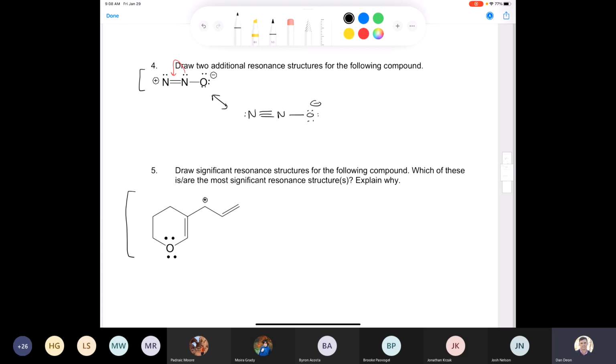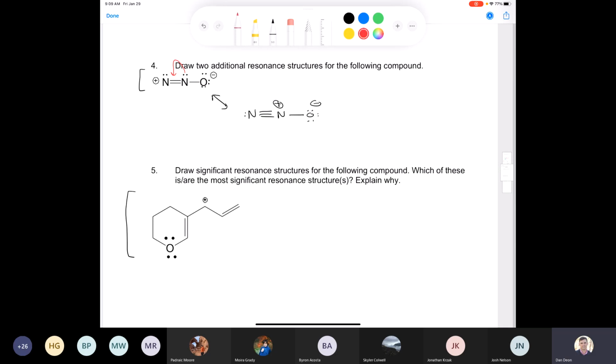Could anybody tell me where the positive charge is now? The middle nitrogen? Yeah, the middle, exactly. It's on the central nitrogen, right? The positive charge is here. Okay, and then there's one more resonance contributor that we could draw.